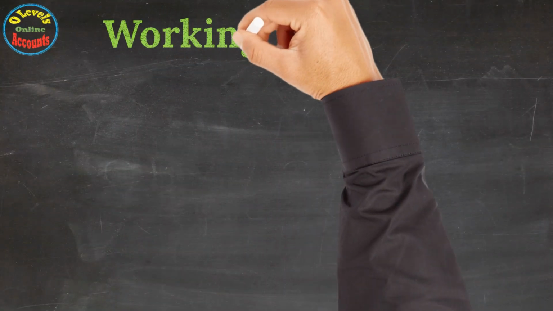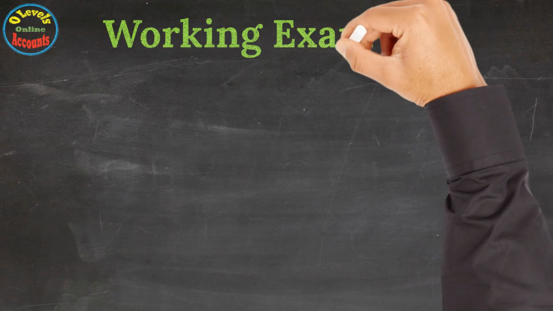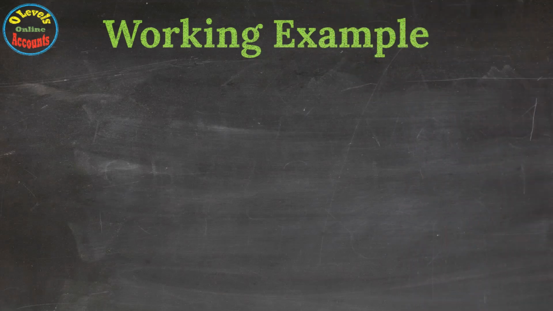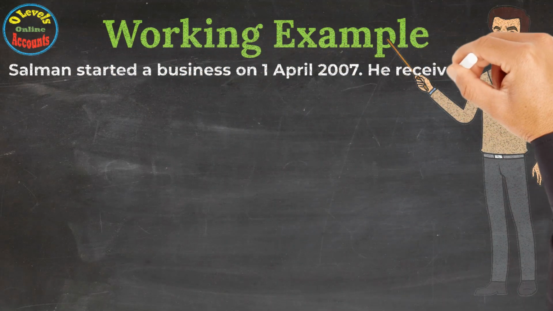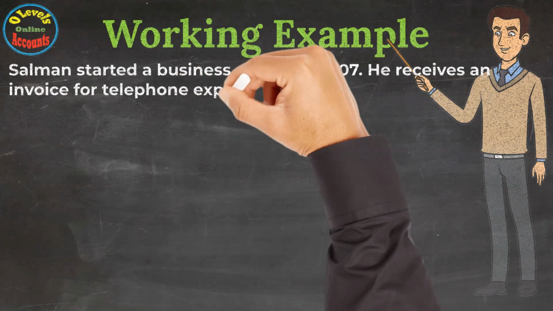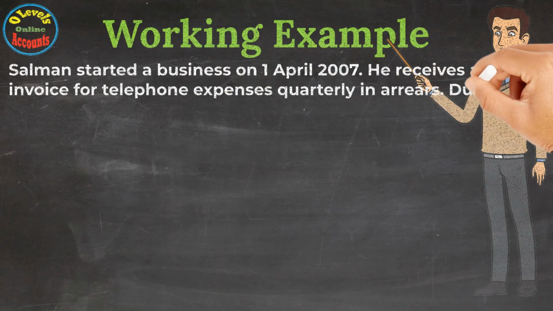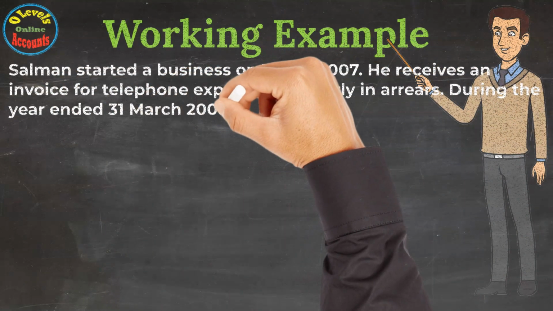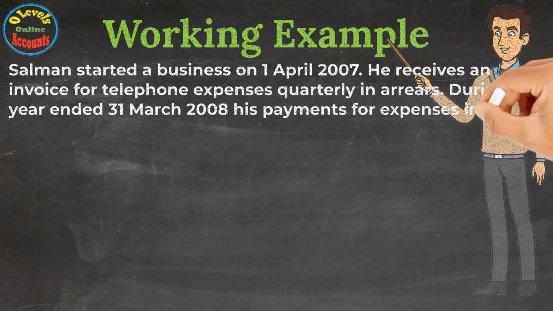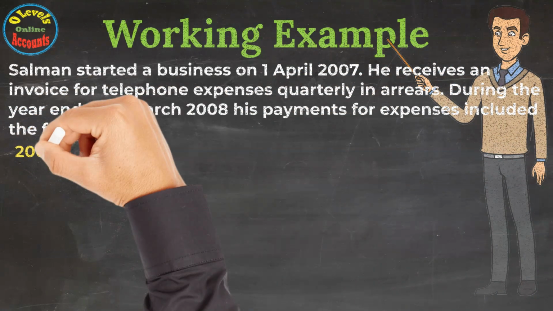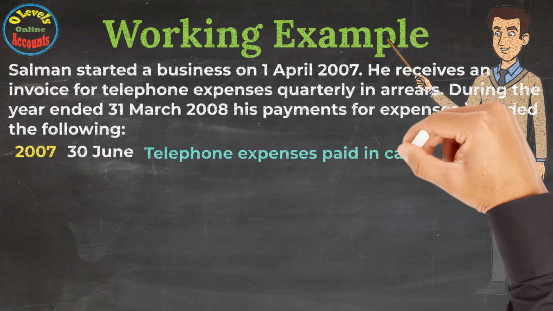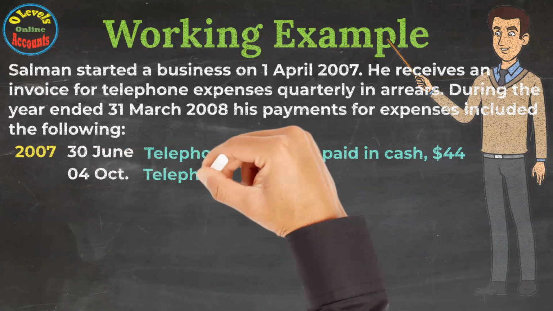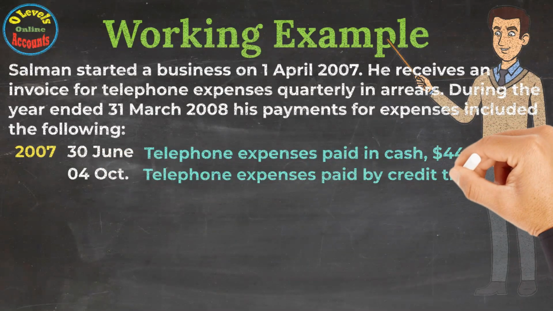In this working example, we will understand the recording entries for accrued expense. Salman started a business on the 1st of April 2007. He receives an invoice for telephone expenses quarterly in arrears. During the year ended the 31st of March 2008, his payments for expenses included the following. 2007, the 30th of June, telephone expenses paid in cash, $44. The 4th of October, telephone expenses paid by credit transfer, $56.